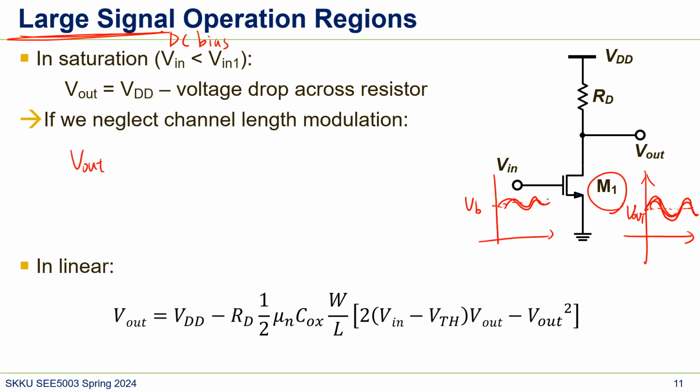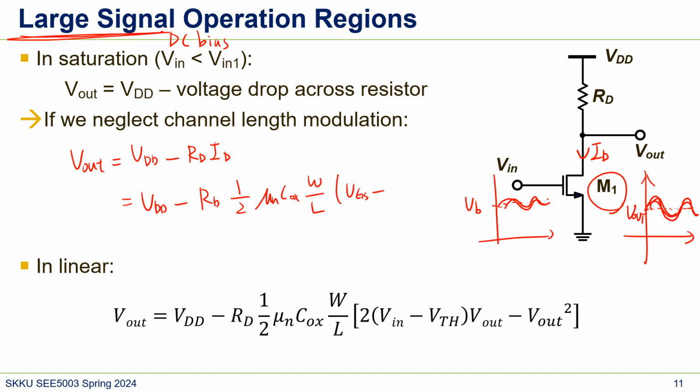So V out is VDD minus what? The voltage across the RD, and we have an ID at the M1 MOSFET, so that will be RD times ID, right? And this would be VDD minus RD times 1/2 mu n COX W over L (VGS minus VTH) squared. You know, this VGS is what?